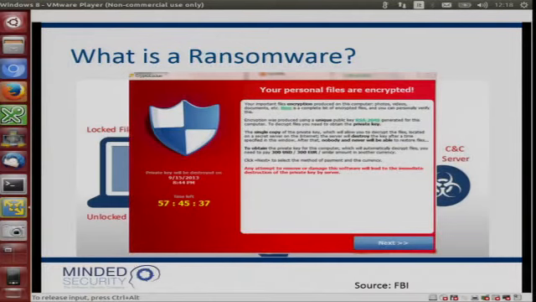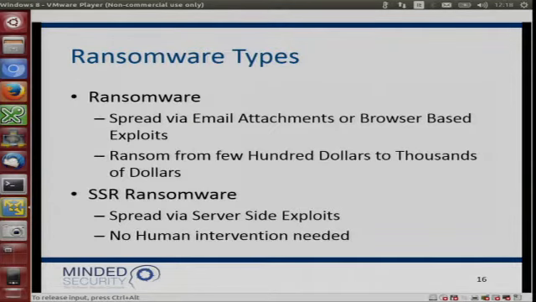This is the captive portal of Cryptolocker that asks for the Bitcoin for being able to decrypt your files. There are different kinds of ransomware. There is the ransomware that spreads usually via email attachments or browser-based exploits. What is an email attachment? An email attachment is a file that someone sends you, like a document that you click on and you open it in Word, for example. Browser-based exploits are ways to install something just by attacking your browser, like Internet Explorer, Firefox.